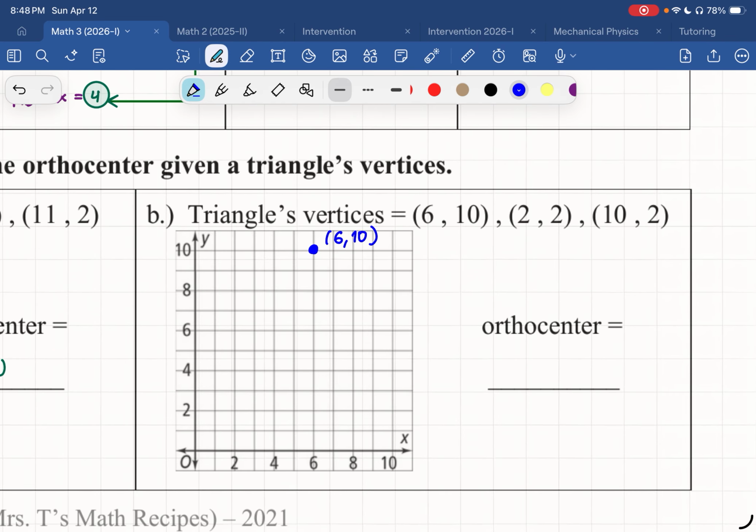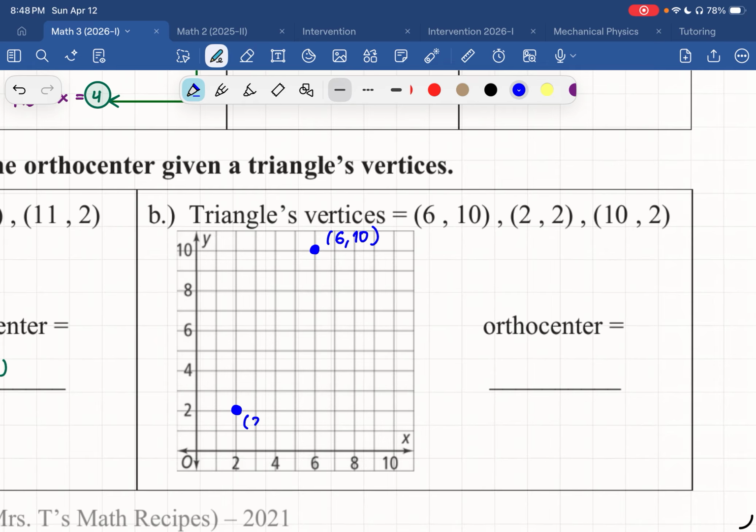Yes. Okay. The other one is 2, 2, which is here, right? This is 2, 2. And the last one is 10, 2. 10, 2 is going to be over here. I'm going to put it here. 10, 2. Let's join the points. Let's connect them for a moment.